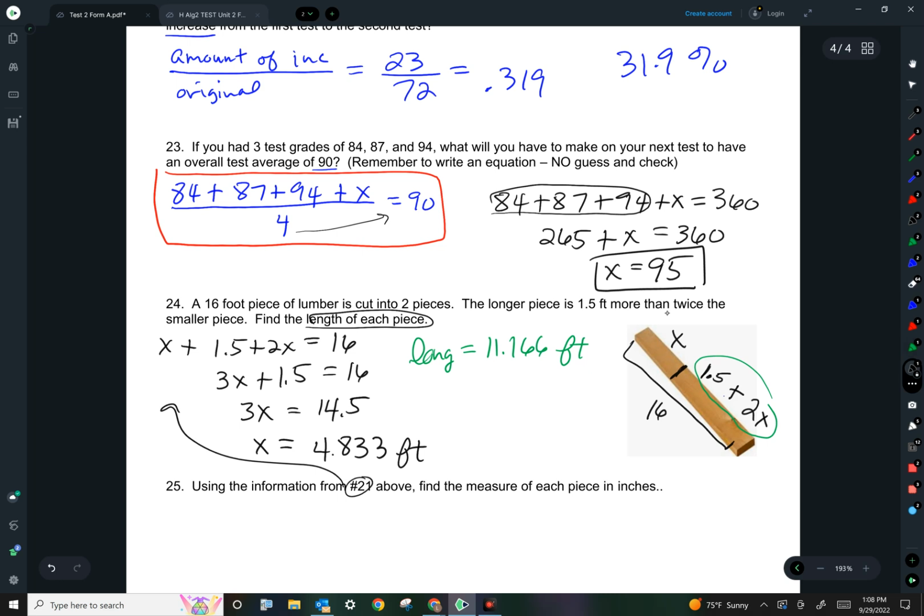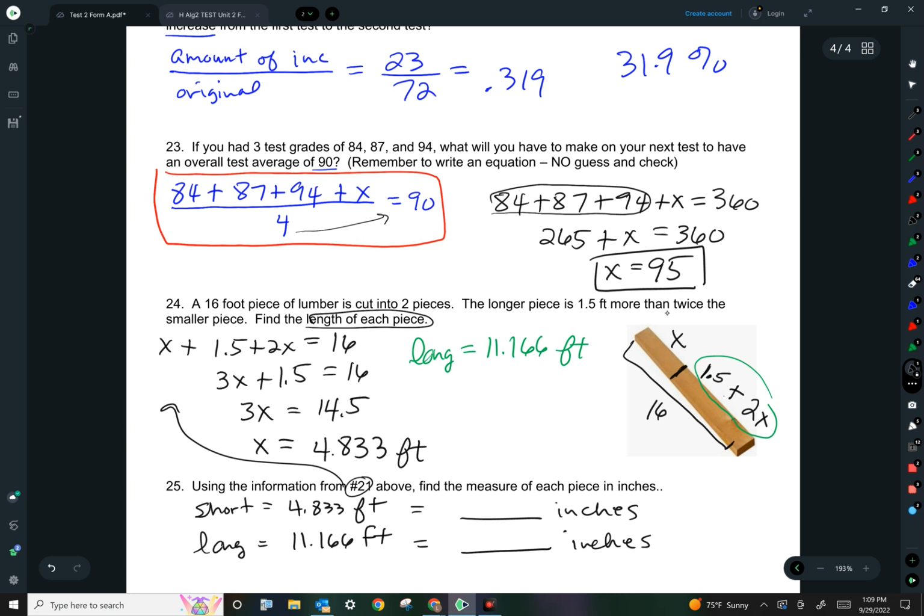Okay, and then number 25 says, using the information from number 21, and what we meant was from number 24, find the measure of each piece in inches. Well, the numbers that we have up on number 24 are feet. So the short was 4.833 feet. And the long was 11.166 feet. But now we want to convert that to how many inches, right? We want to convert that to how many inches. Well, how many inches are in a foot? Aren't there 12 inches in a foot?